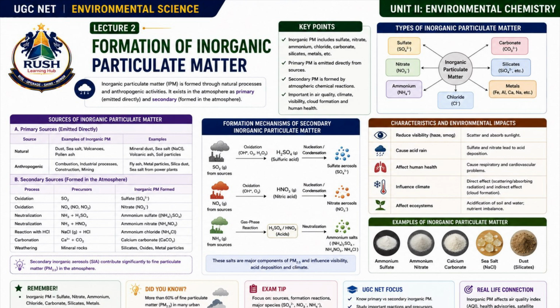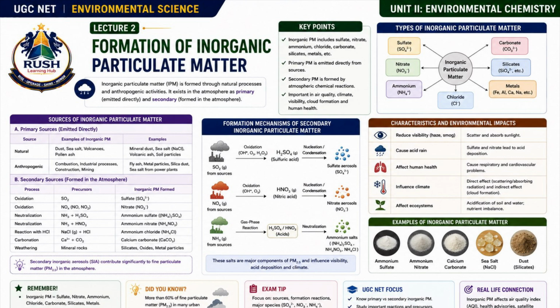The fifth impact is ecosystem disturbance. Atmospheric deposition of sulfate and nitrate particles can alter soil chemistry, nutrient balance, and water quality. These changes may affect plant growth and ecosystem functioning. Now let's discuss some important UGC NET examination points. Remember that primary particulate matter is emitted directly into the atmosphere, whereas secondary particulate matter forms through atmospheric reactions.